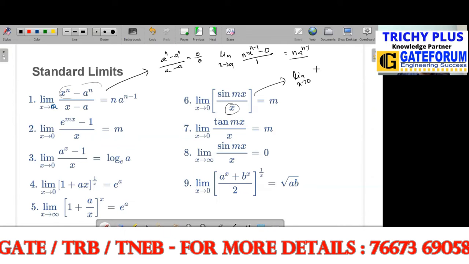So if you differentiate sin mx, you will get cos mx, and what else will you get? What is the differentiation of mx? Into m. Cos mx into m. So what is the differentiation of x?